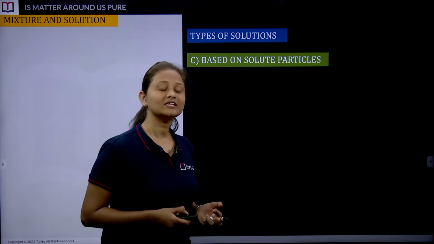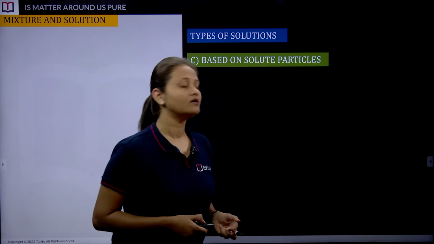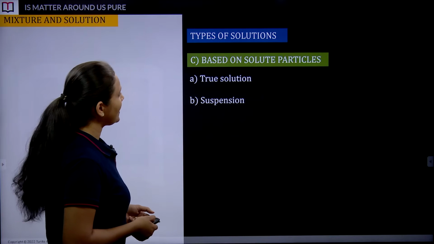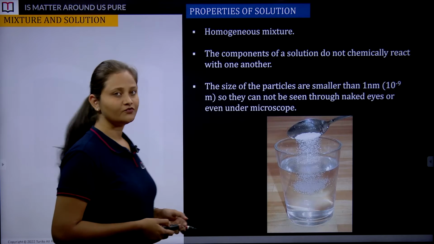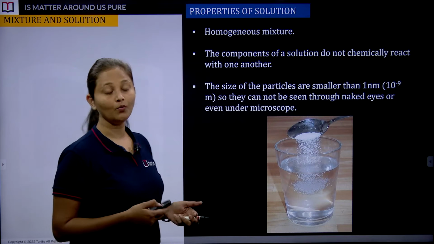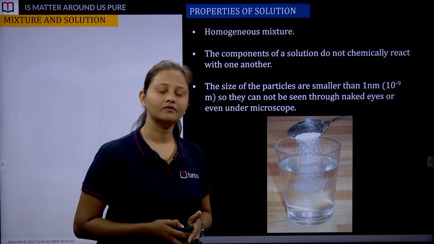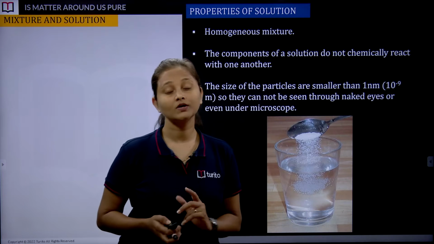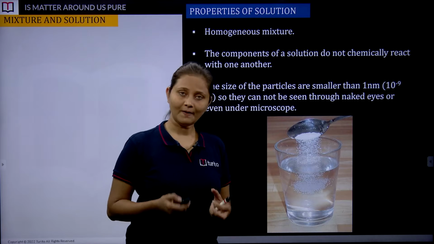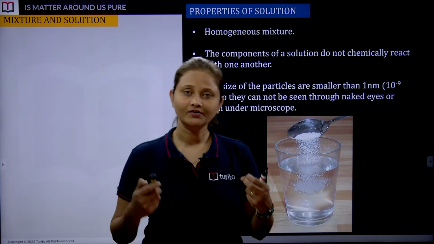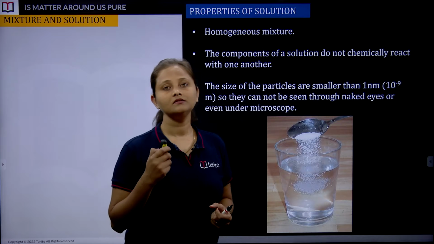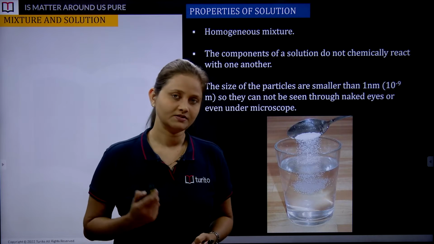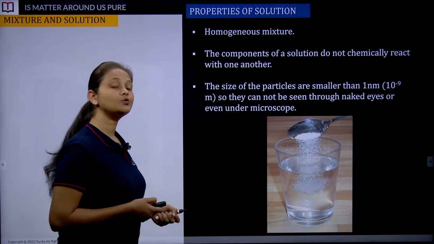Then we moved towards the suspension, that is the next type of solution which we have, correct? So we know the properties of a true solution. A true solution is a kind of homogeneous mixture. I have given you one example, salt solution, and the next example was sugar solution. Here sugar or salt particles are completely dissolved in water to give you one single solution. So there are no different boundaries between these two substances, correct? And that's why we said it's a true solution.